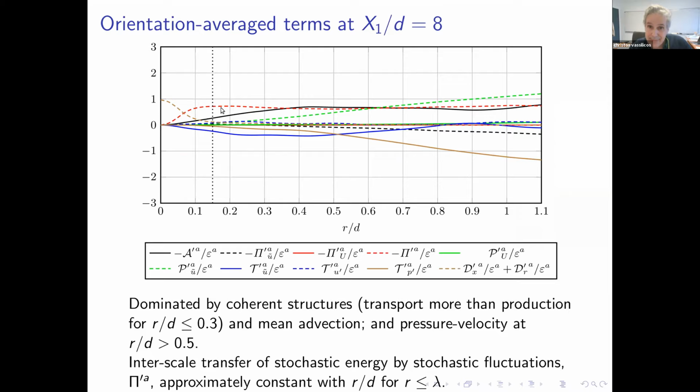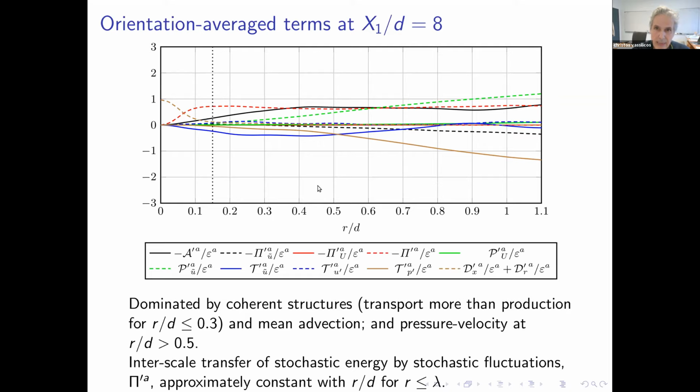And again, even though it's constant, you have a lot of other things happening. You have transport of incoherent motions by coherent ones being important. You have this non-stationarity term. You have pressure velocity term. This is the production term, the production by coherent motions. So they're all, again, important, yet you have this constancy here. So this little puzzle remains at x1 over d equals 8.